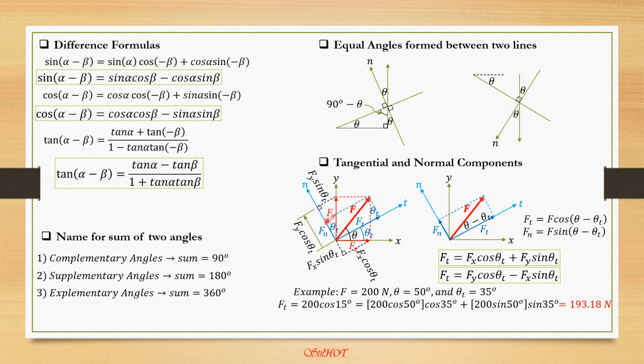Likewise, Fn is 200 sine of 15, since 50 minus 35 is 15. Then it is equal to 200 sine of 50 times cosine 35, minus 200 cosine of 50 times sine of 35. So compare 200 sine 15 with this value, and the answer is the same, 51.76 newtons. So that's it for this example here.